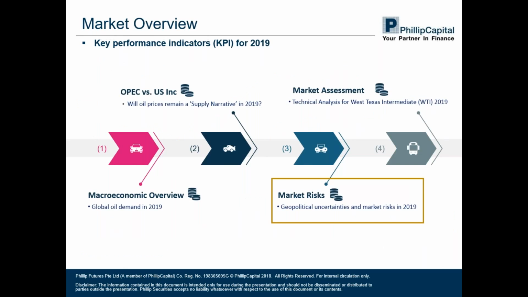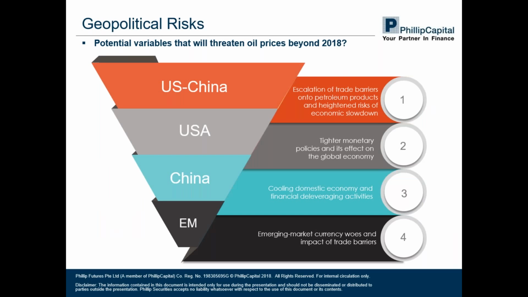Okay, so on the technical side, I'm going to go one slide into market risk. I've condensed 4 key points. What are the potential variables in oil prices beyond 2018 that could create some volatility towards this bull market? For example, the first you want to pay attention to would be US-China escalation of trade barriers.